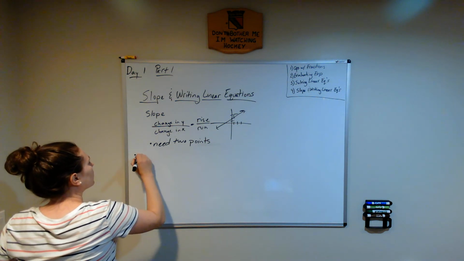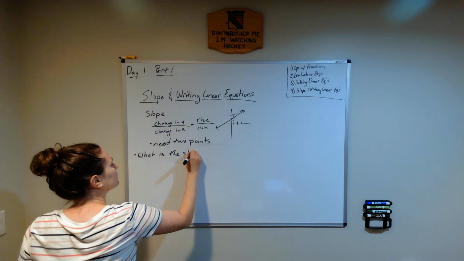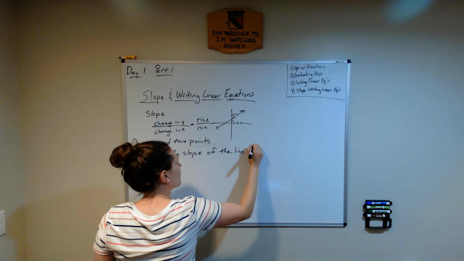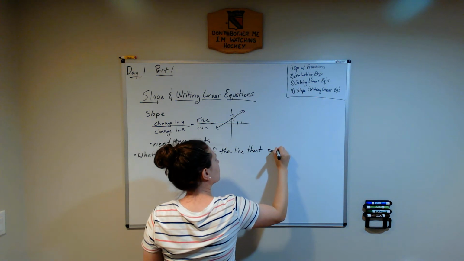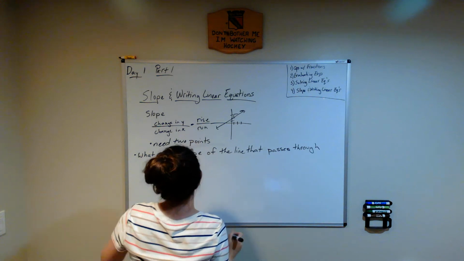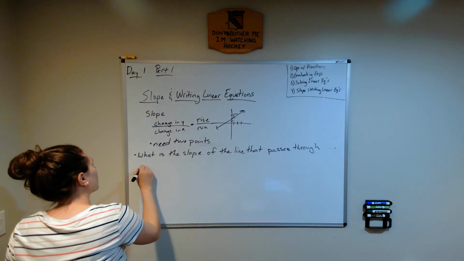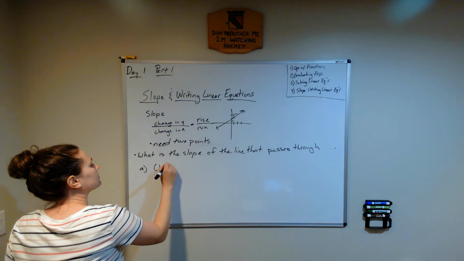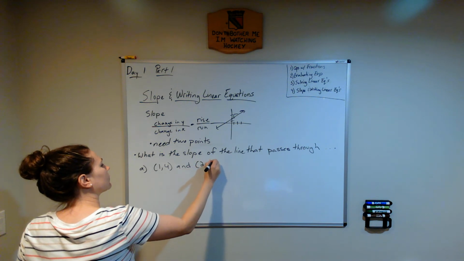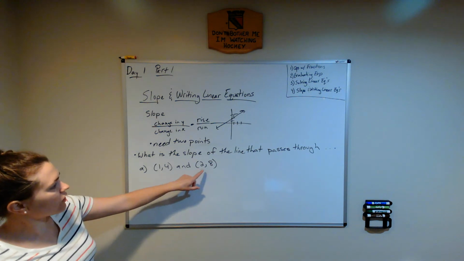Okay, so what is the slope of the line that passes through? Make sure you know you need 2 points to calculate the slope of a line. Okay, we'll do a few problems. So we're going to find the slope of the line that passes through the points (1, 4) and (2, 8).